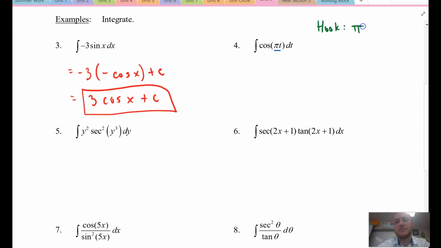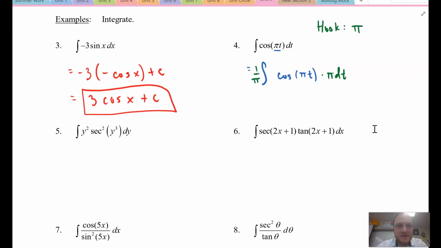Well, that would just be the constant, pi. Okay, so I have the integral of cosine of pi t. I need my hook, so this is a constant. I can just go ahead and introduce this. So I'll multiply by pi dt, right? And since I introduced it, I have to balance it. And now we are ready to go ahead and integrate.